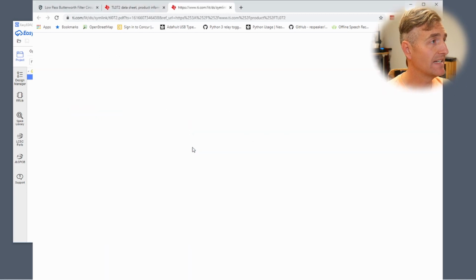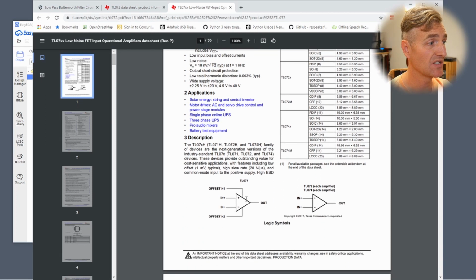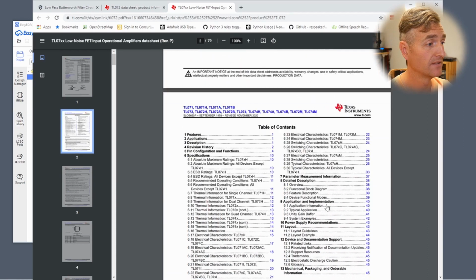I go into my data sheet for this OpAmp. The OpAmp we are actually using is the TL072P. I chose the TL072P because A, it's a DIP package, and B, it has 2 OpAmps in a single tiny 8-pin package, which is perfect, because I can make multiple gain stages using just one chip. So you have an in plus and an in minus and then an output.